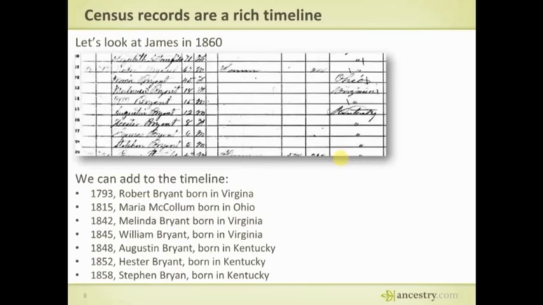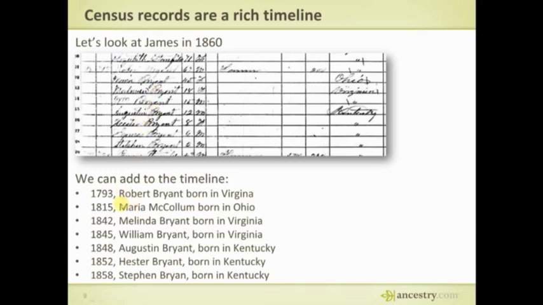So let's go back and look at James in 1860. Census records are a rich timeline. Any census record just lays out so many different dates for you because you have birth dates and prospective marriage dates and movement dates. So just looking at this, and this one is really hard to read, but you just have to trust me. 1793, Robert Bryant, born in Virginia. Make sure that you take notice of those birthplaces. 1850, and his mother's name is really Maria McCollum, born in Ohio, but of course it's listed as Maria Bryant here.